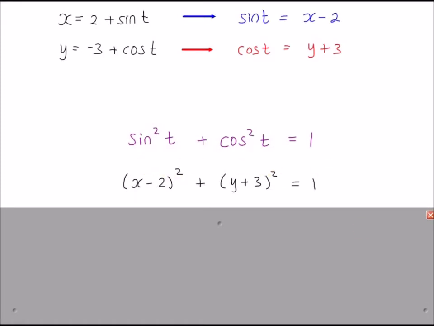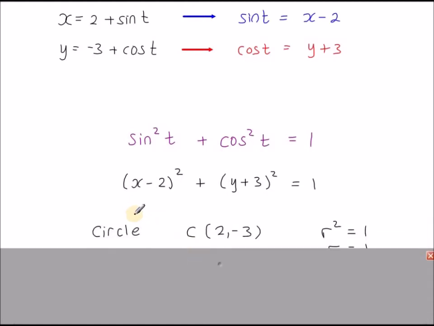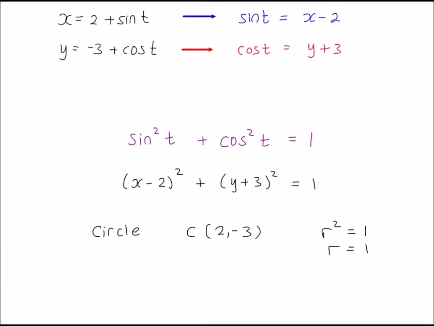You might recognize this as the equation of a circle where the center is at (2, -3). This is r squared, so the radius is equal to 1.